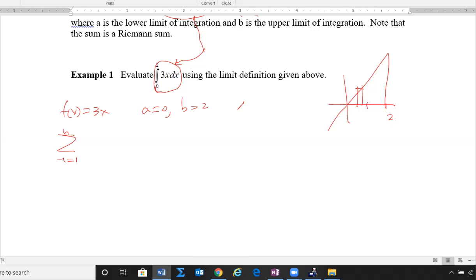Let's see, my delta x would be 2 minus 0 over n, so that's 2 over n. And my c sub i will be i times 2 over n, like that. So that'll get me started from i equals 1 and so forth. It's the right side of each of these rectangles that I'm forming over here. So I'll have f of 2i over n with a delta x.